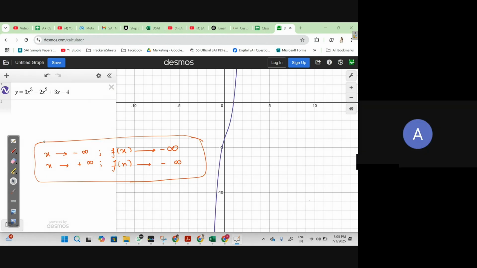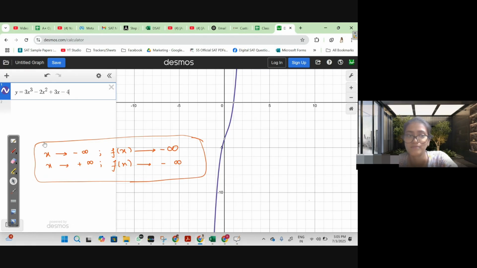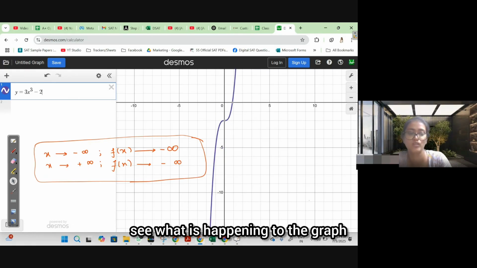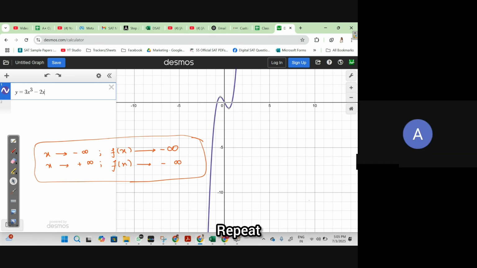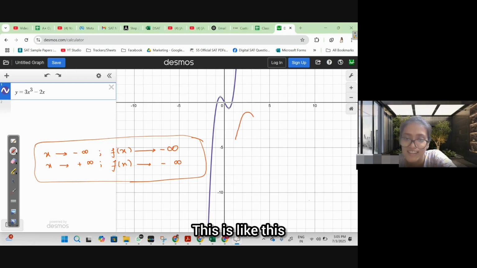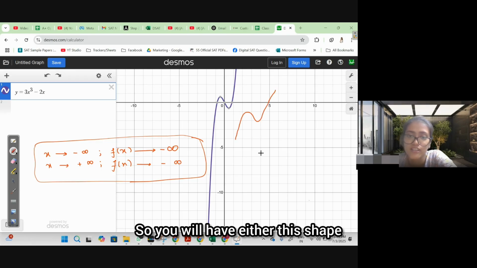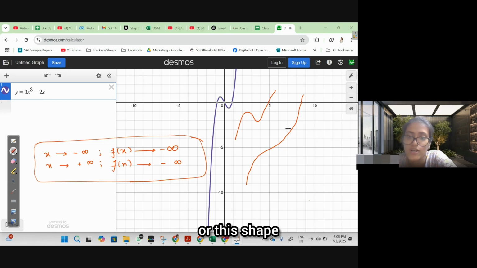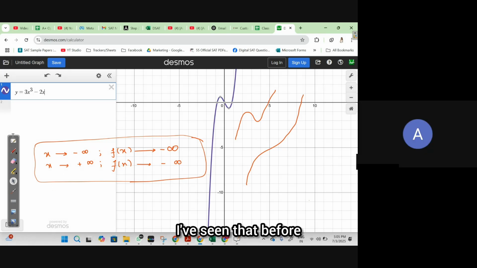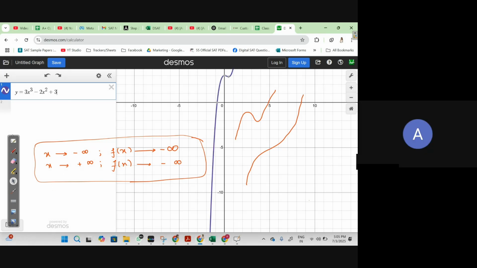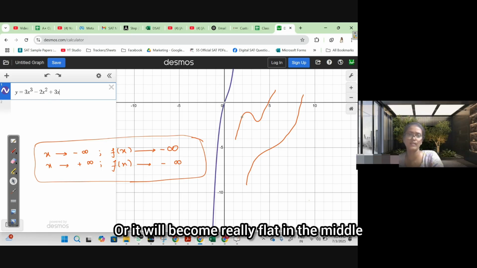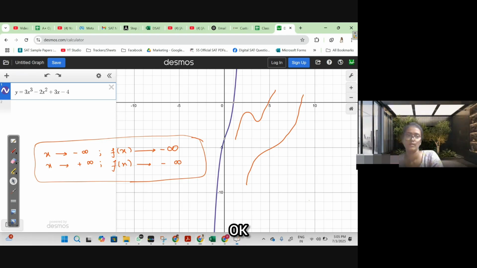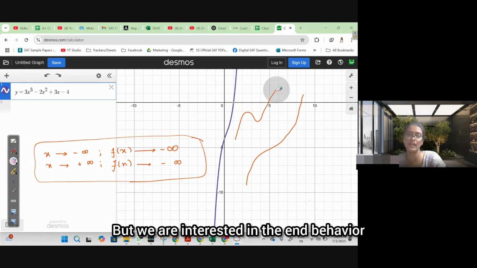And if you take any cubic polynomial, like if you skip these terms, see what is happening to the graph. You will have either this shape or this shape. Or it will move up and down, or it will become really flat in the middle. Okay. But we are interested in the end behavior.